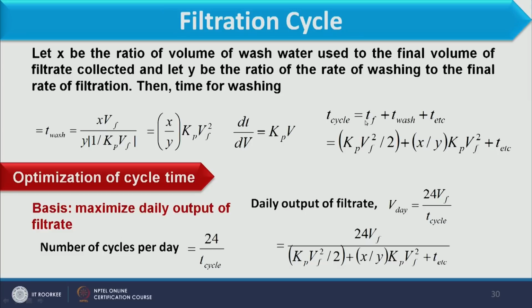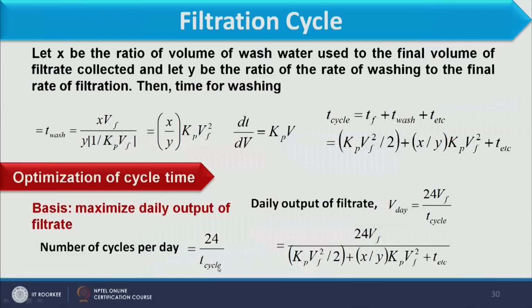Now, T cycle consists of Tf, T wash and T etc. Putting the expressions of Tf and T wash here, we get the expression for T cycle. Now, we have to optimize the cycle time, and the basis for this is the total volume collected in 1 day. That volume is what we have to maximize to optimize the cycle time.